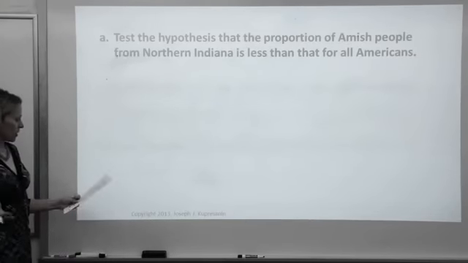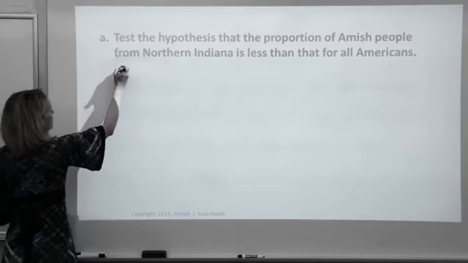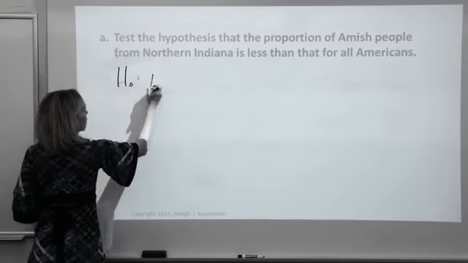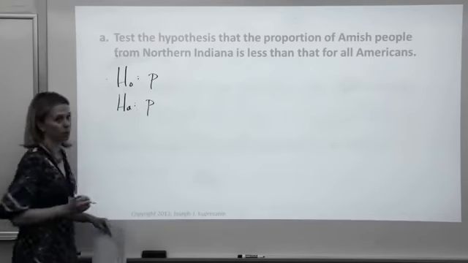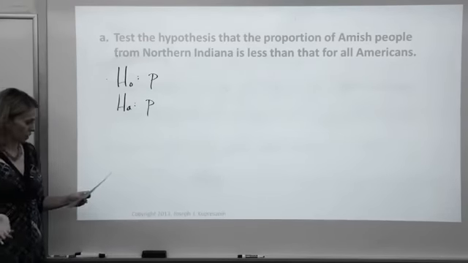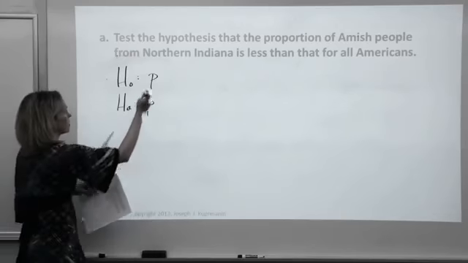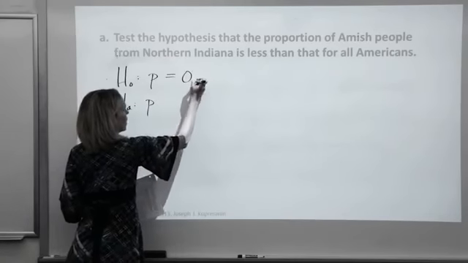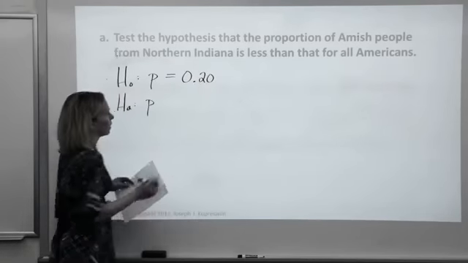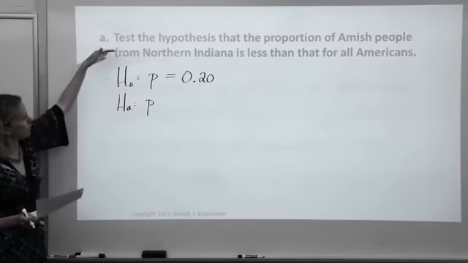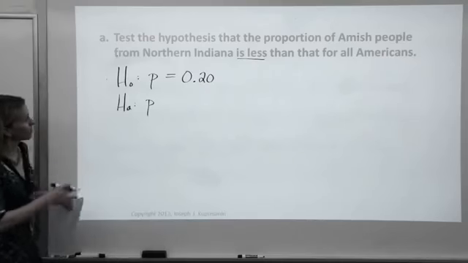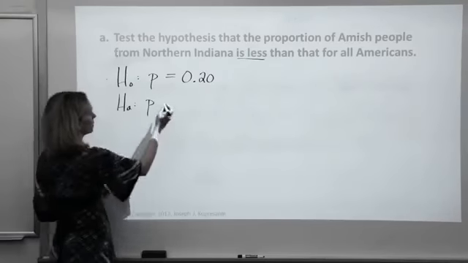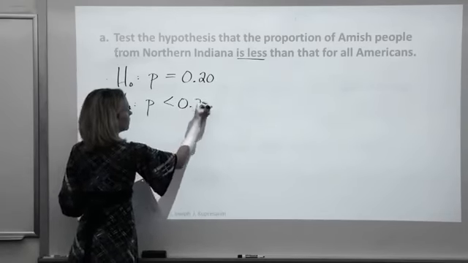So first thing, let's write up our hypotheses here. You either have allergies or you don't. This is a categorical variable. We're interested in the percentage of people with allergies. So we're going to assume that it's 20% like it is today for all Americans. And we want to test to see, is it less for the Amish people in northern Indiana? So less than.